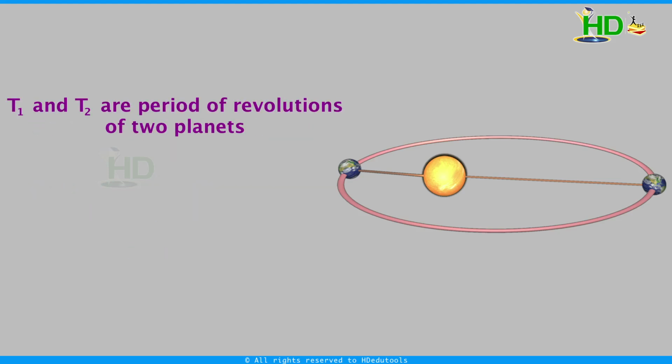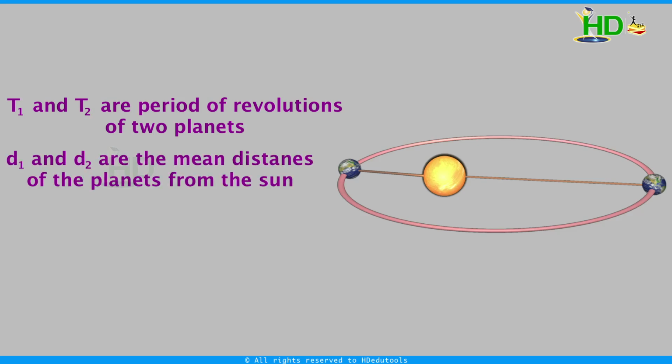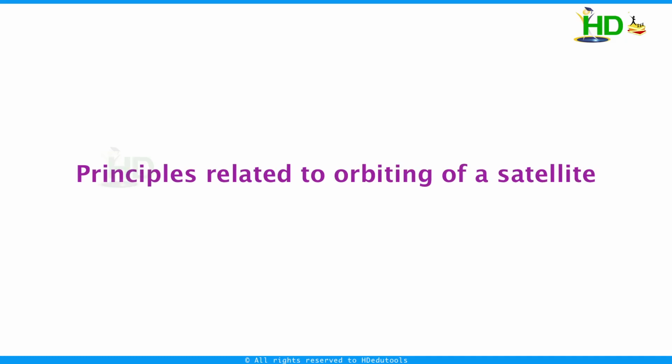If t1 and t2 are periods of revolution of two planets, and d1 and d2 are the mean distances of the planets from the Sun, then according to Kepler's third law, t1 square by t2 square is equal to d1 cube by d2 cube. This law is also called the law of time periods. And now we discuss some principles related to orbiting of a satellite.